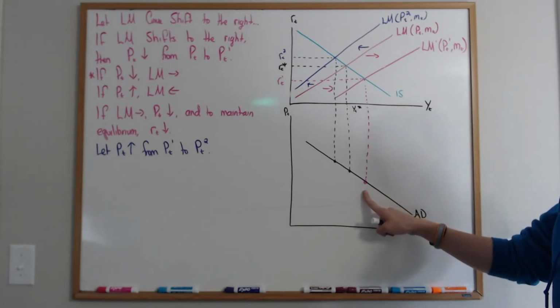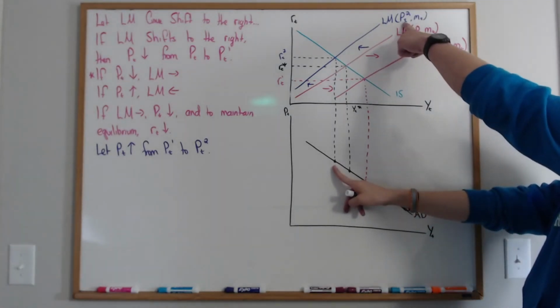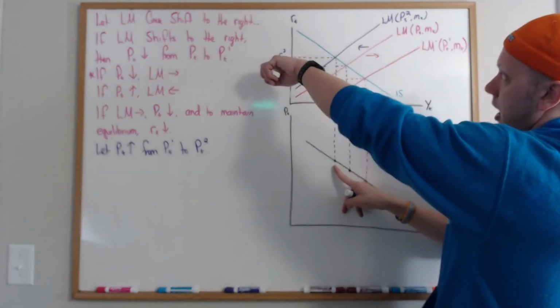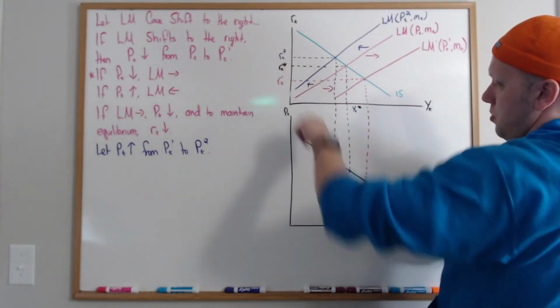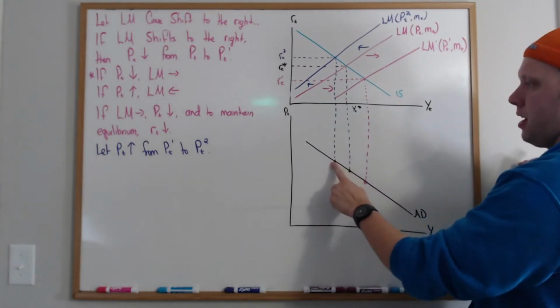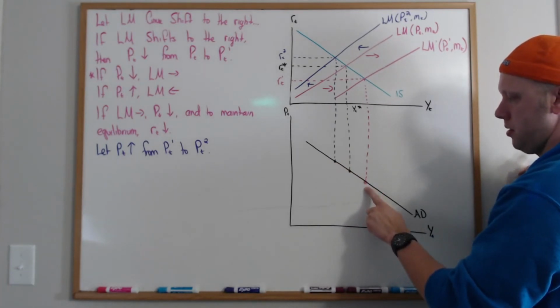Conversely, if the LM curve shifts in as a result of an increase in the price level, well, the real interest rate is going to go up. Price level is going to be going up because initially the price level changed. So with an increase in the price level and an increase in real interest rates, what's going to happen is we're going to want less stuff. At a higher price, you don't want as much as you want at a lower price.